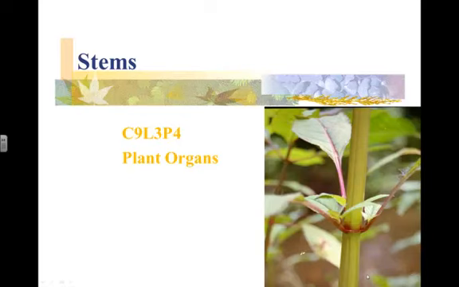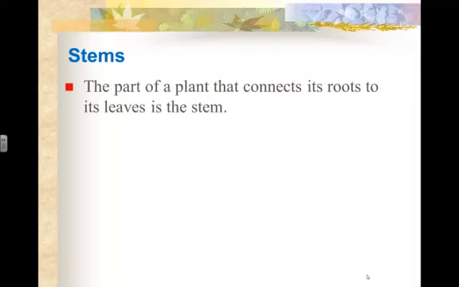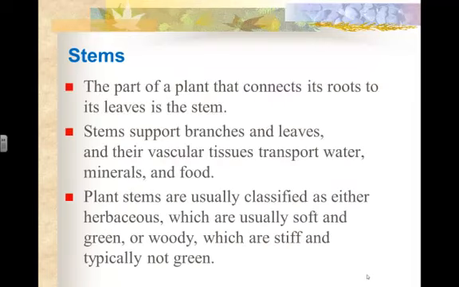Our next plant organ that we're going to study is the stems. Stems are very important because they are the part of the plant that connects the roots to the leaves. It is the stem that actually makes the leaves, displays the leaves, and supports them. And why is it displaying them and spreading them out?